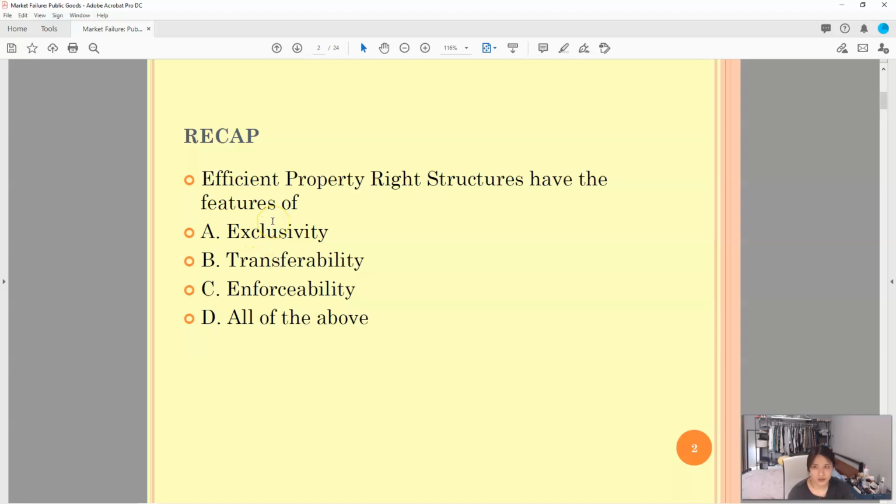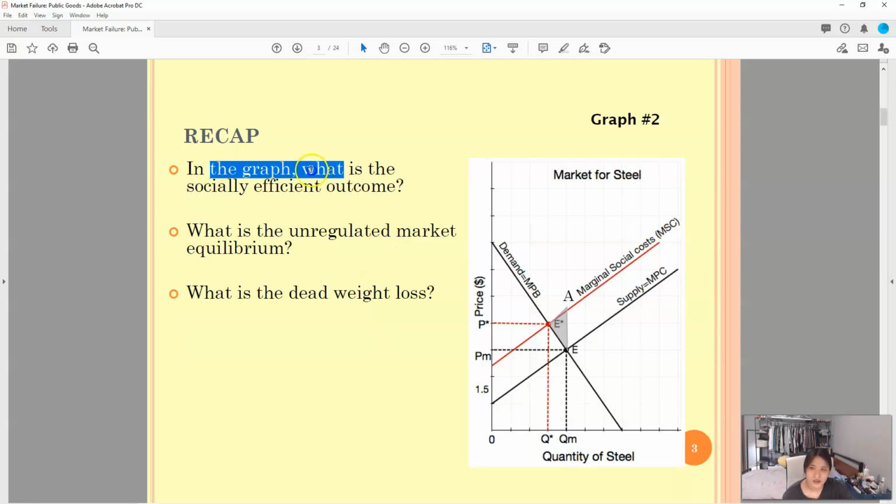A. Exclusivity, B. Transferability, C. Enforceability, and D. All. The correct answer is D, all. Efficient property right structures include exclusivity, transferability, and enforceability. If you want to see more details about the definitions of those three, you can go back to the last lecture notes.